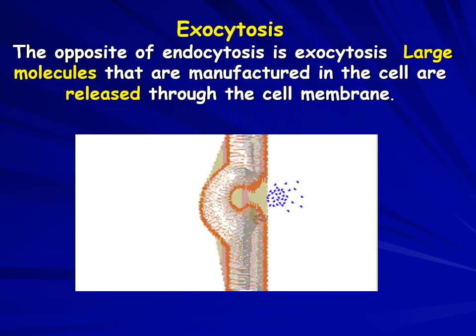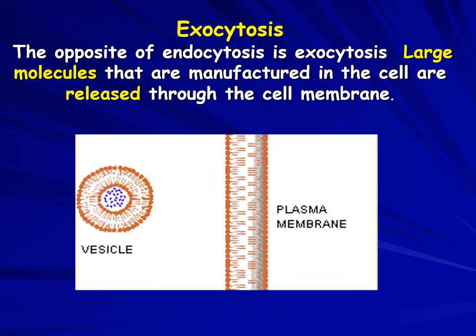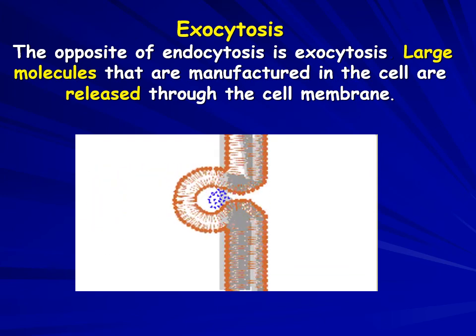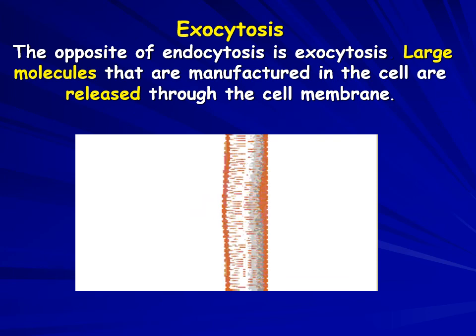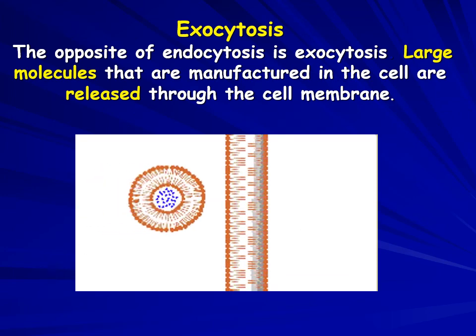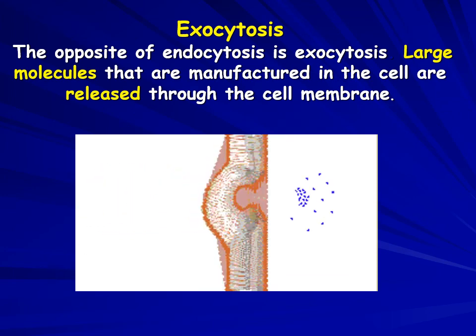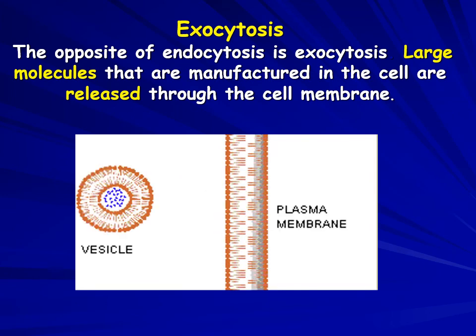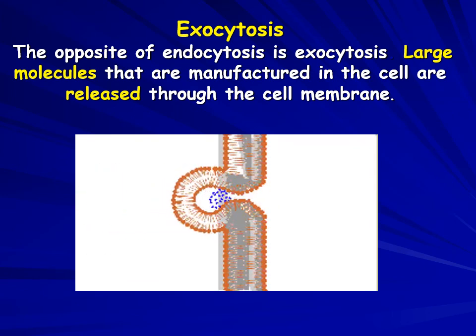Exocytosis is large molecules being pushed out. And this is a great thing. There's that vesicle, there's that contents, and it pushes it out. Great depiction of what we're talking about. No damage to the plasma membrane, no damage to what's inside that vesicle.